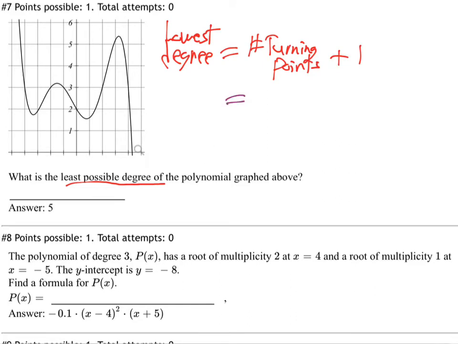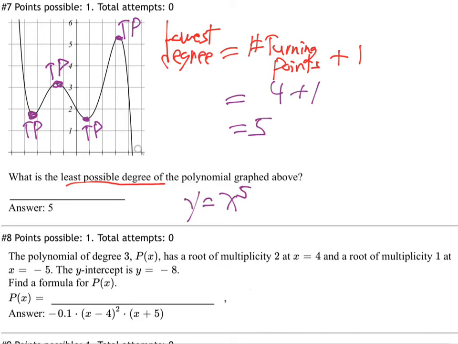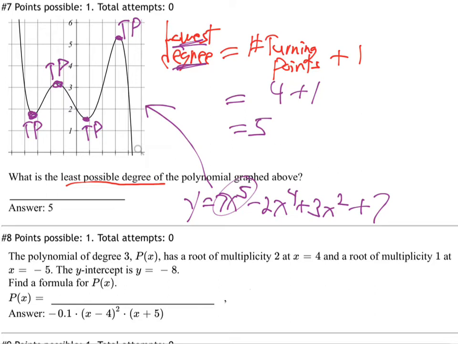In other words, you find out how many. Here's a turning point right here. It goes from going down to up. Here's another turning point, and another turning point. There's 4 turning points. Add 1. The lowest degree is 5. In other words, this has got to be x to the 5th or higher. We don't know, 7x to the 5th minus 2x to the 4th plus 3x squared plus 7, whatever. I don't know, but it's got to be x to the 5th, or it might even be higher. The lowest degree that this polynomial, that graph could possibly be is x to the 5th.